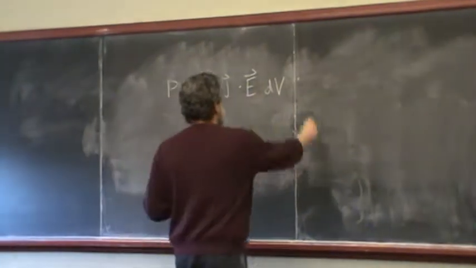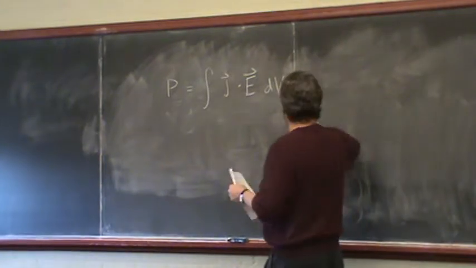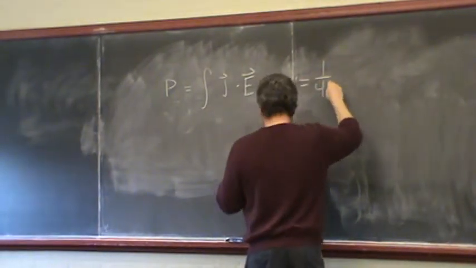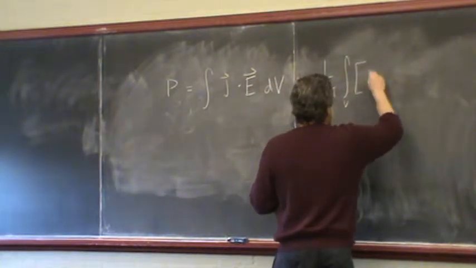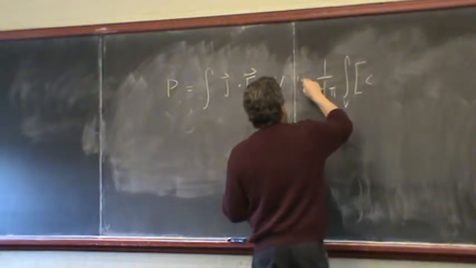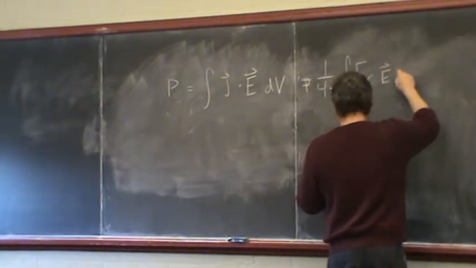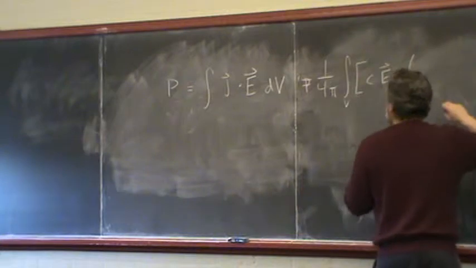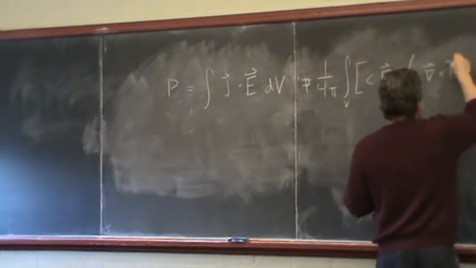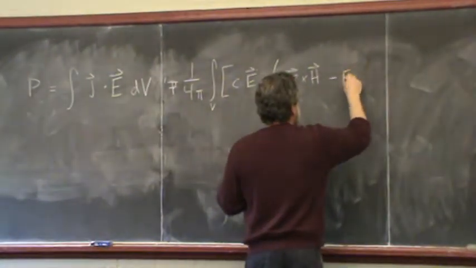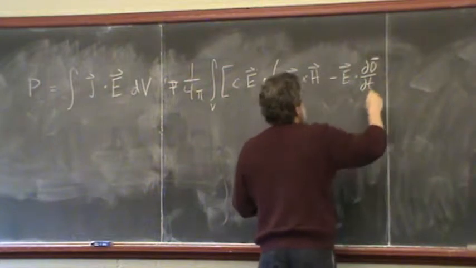But that field can be complicated and can include some time dependencies. So that's 1 over 4 pi, integral over the volume, of c, E dot curl H, minus E dot dD/dt.